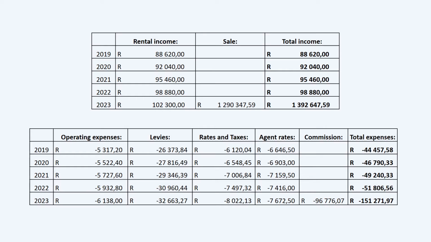The sale of the property at the end of the 5-year period was also calculated using an escalation as calculated from the historical data. And this gives the total income amount. The levies were calculated with inflation, and the rates and taxes were calculated using a cent amount supplied by the municipality, and the agent rates were calculated as a percentage of the income, and the commission is on the total sales at the end of the period. This gives the total expenses over the 5-year period.